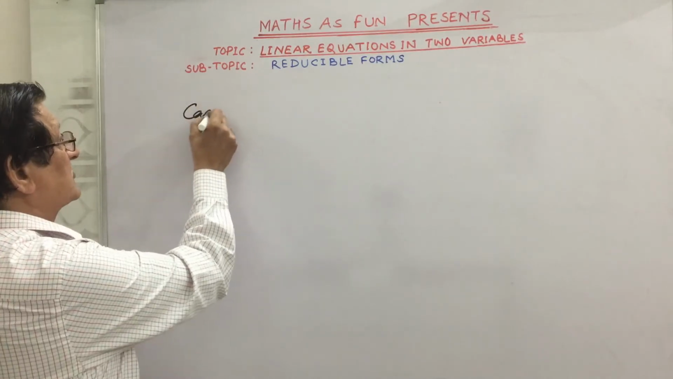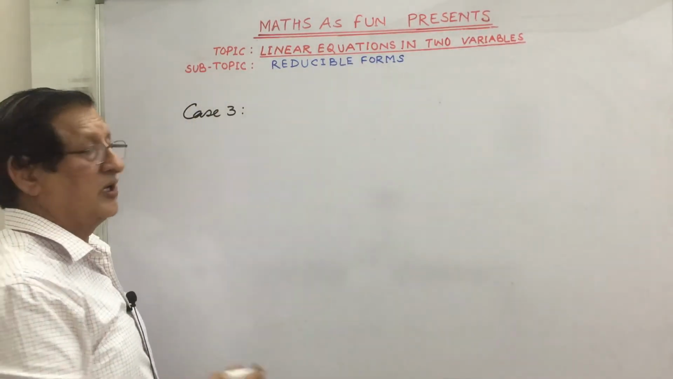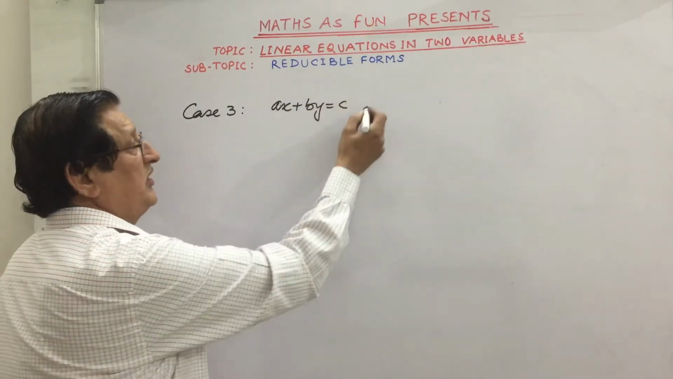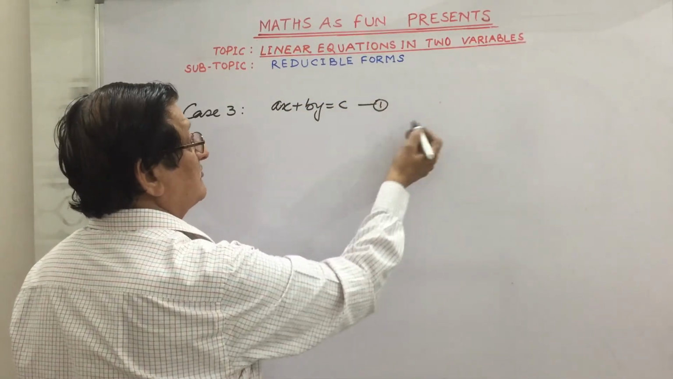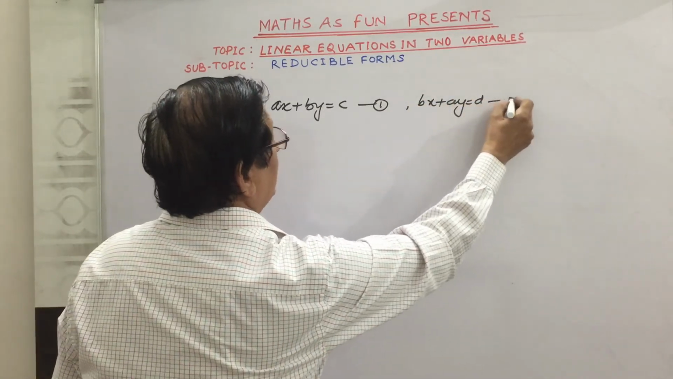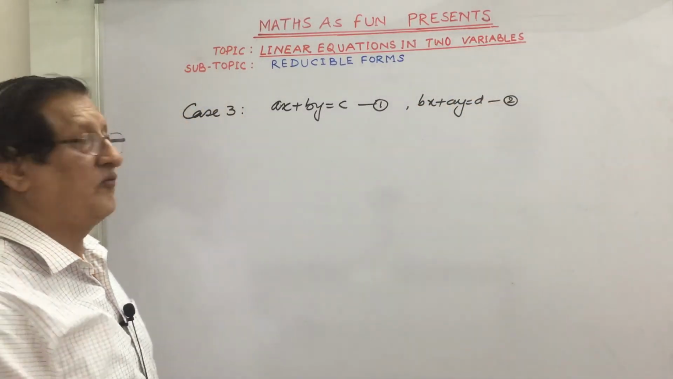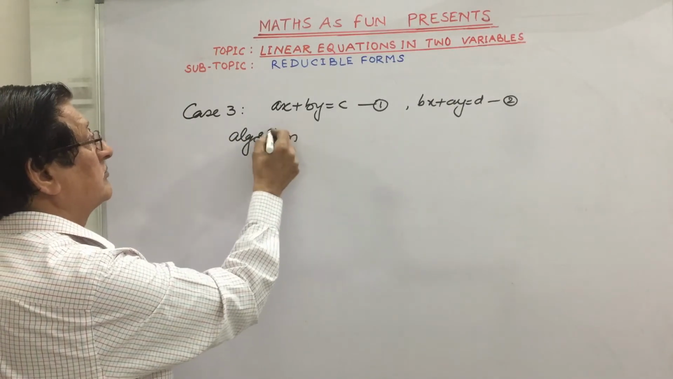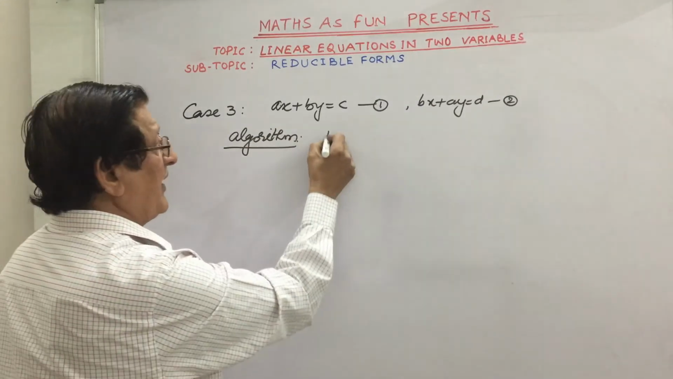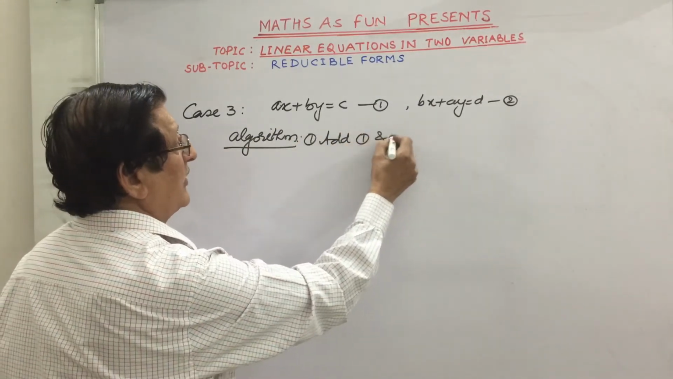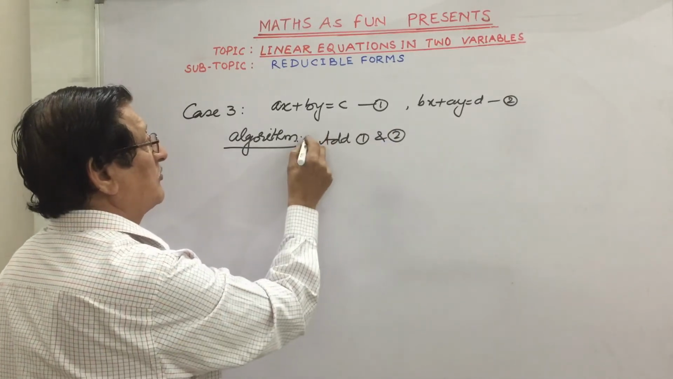Case 3 is, if we have the equation in the form ax plus by equal to c, this is first equation, and bx plus ay equal to d, this is second equation. What we do in such cases, the algorithm is, if we add 1 and 2, this is the first step.